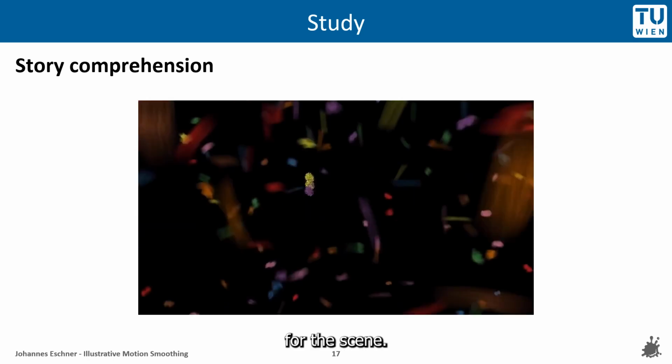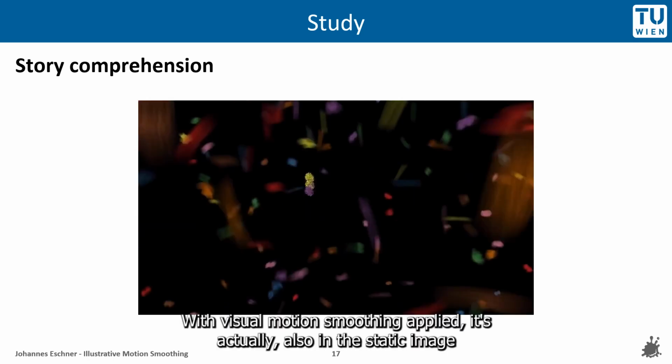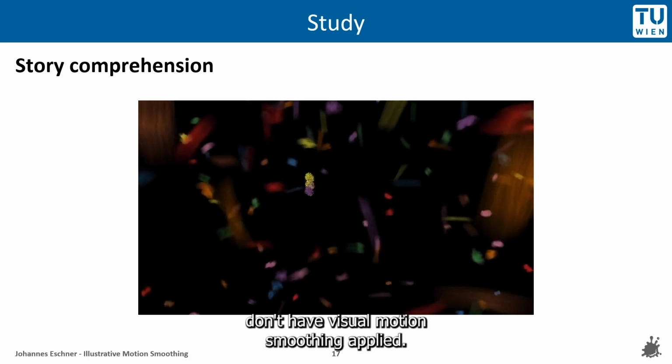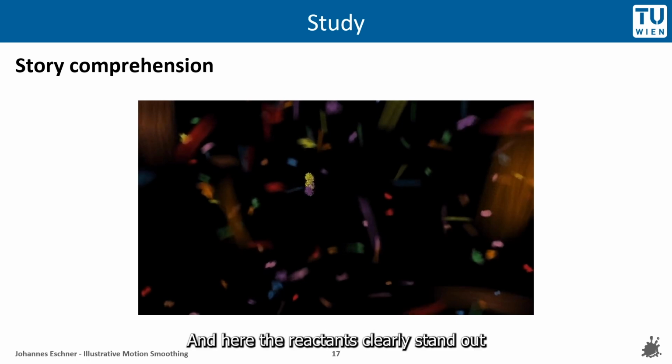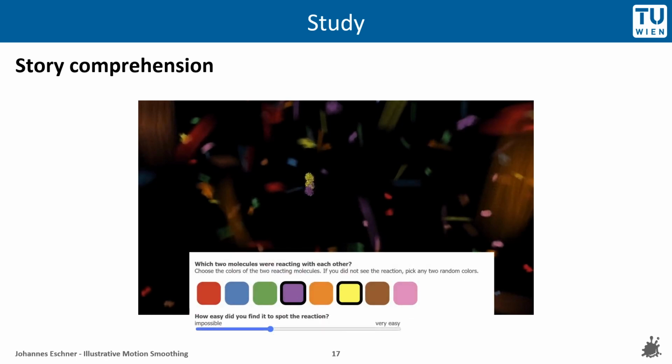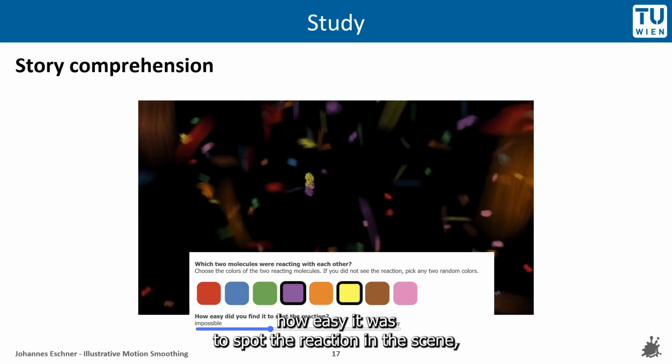For the scene with visual motion smoothing applied, it's actually also in the static image possible to see, because the focus elements, of course, don't have visual motion smoothing applied, and here the reactants clearly stand out. To indicate which two elements reacted in the scene, users had to select their two colors in this interface, and additionally they also were asked to judge how easy it was to spot the reaction in the scene, ranging from impossible to very easy.